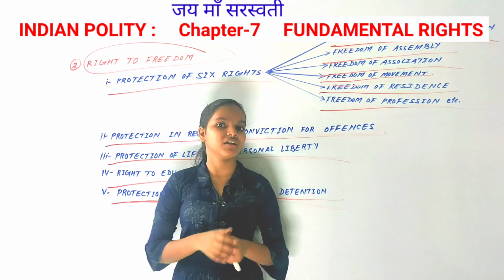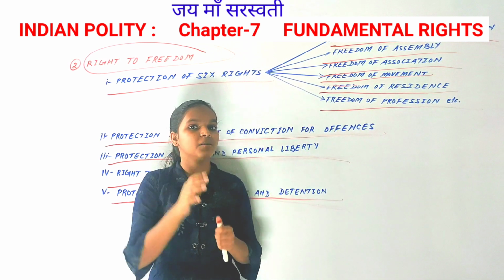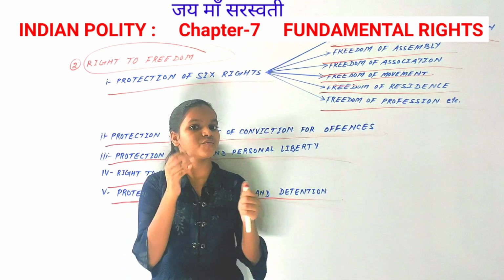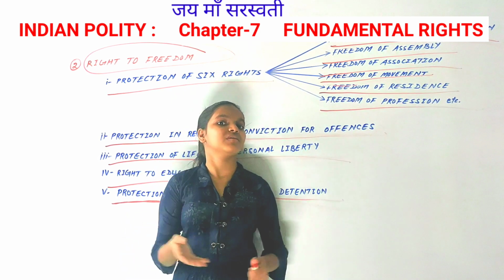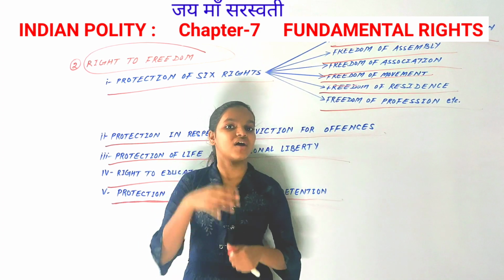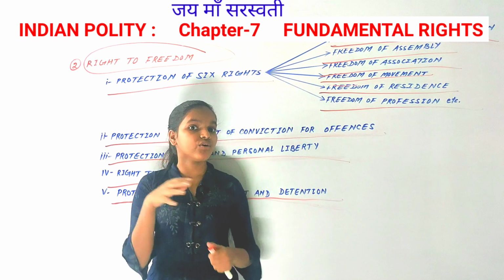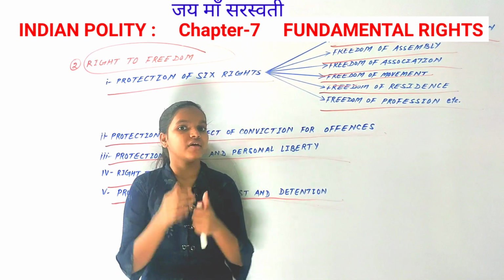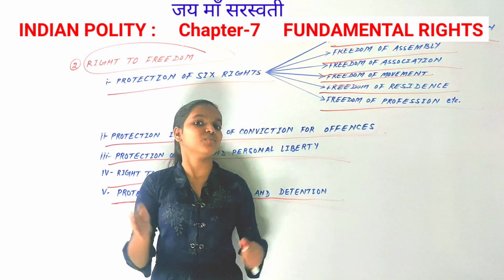And according to preventive detention, the maximum period of arrestment for preventive detention is 3 months, and it can be exceeded or minimized only by the advice of an advisory board. If the advisory board wants, then it can be exceeded or it can be minimized.